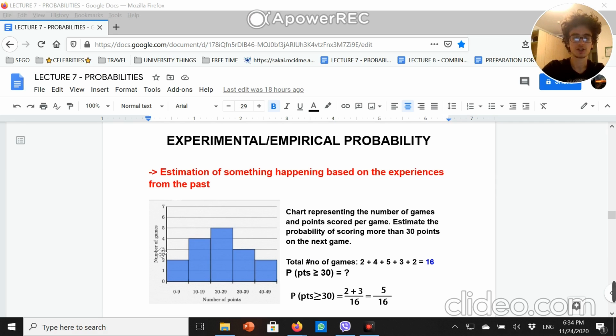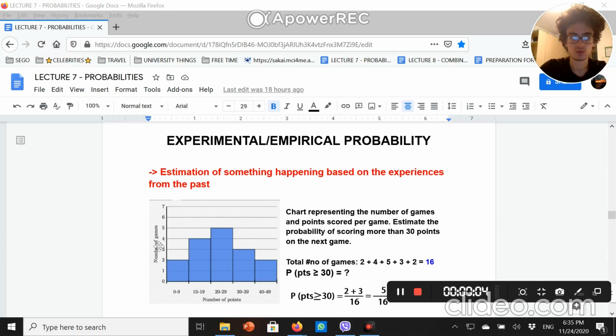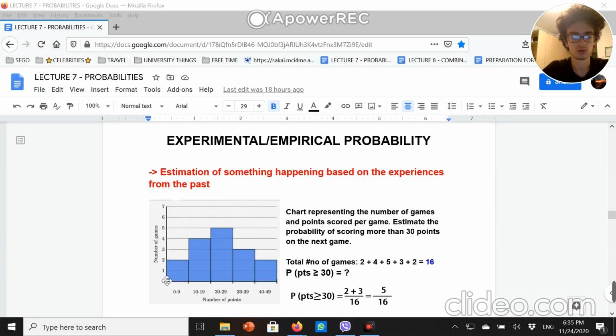So let's take a look at this chart. It's representing the number of games and points scored per game. So let's say basketball game, doesn't matter. And estimate the probability of scoring more than 30 points on the next game. So here's the number of games and here's the number of points. Okay, so first we would need a total number of games. So let's calculate. We'll just read it from the bar chart. I think that all of you are familiar with it. So we will write 2 plus 4 plus 5 plus 3 plus 2, which will give us the number 16, meaning that there were 16 games played in the past.